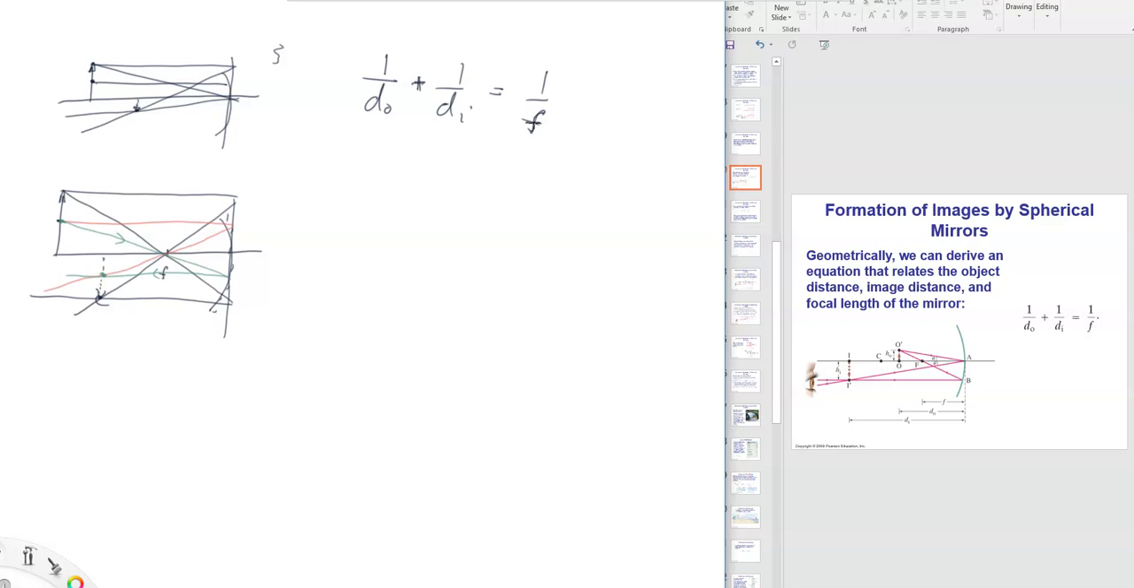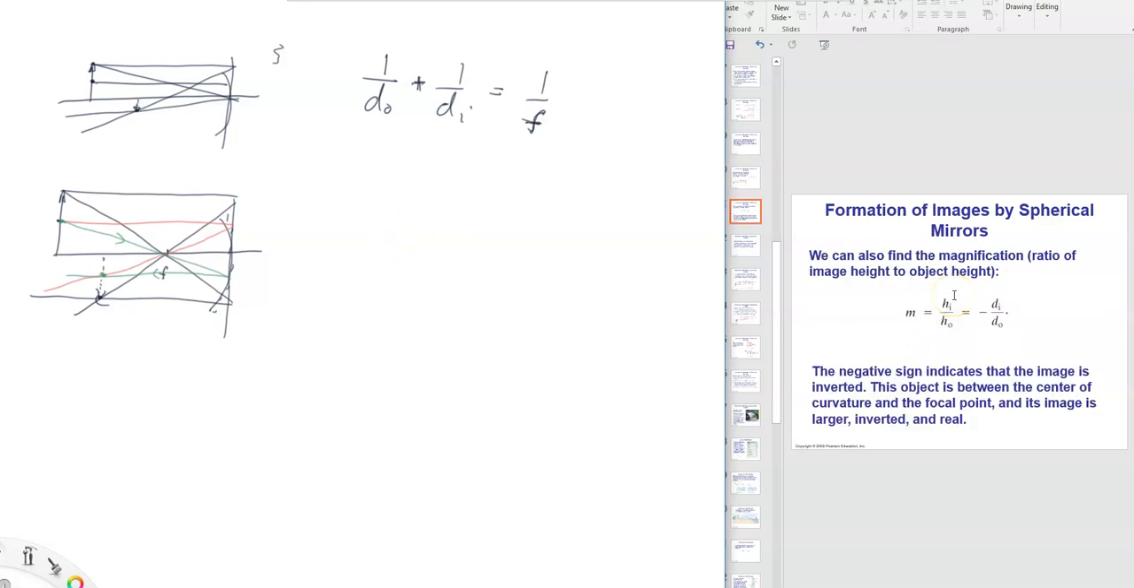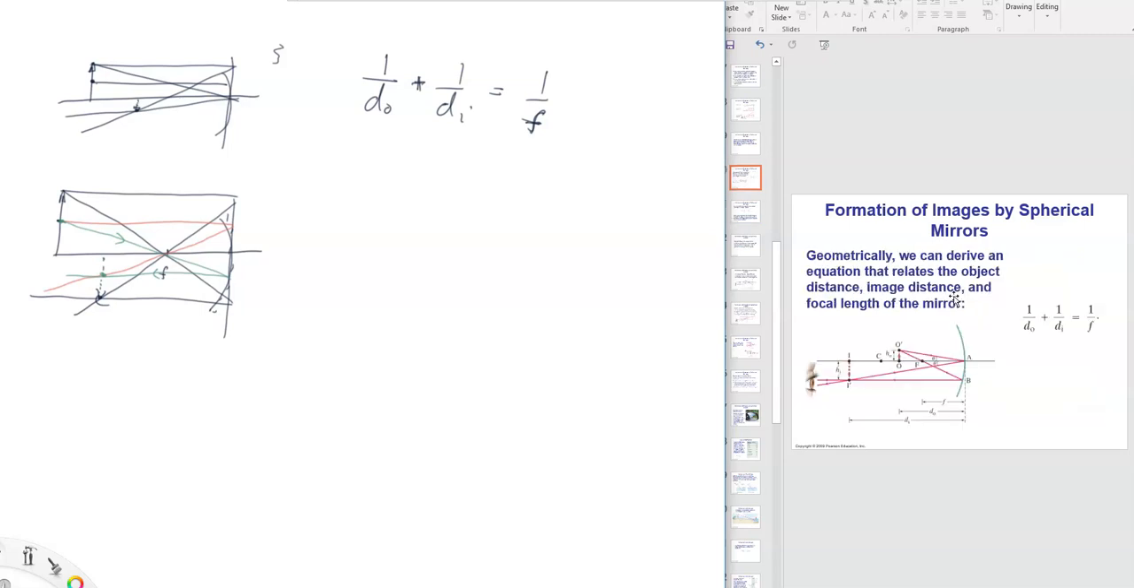Let's try an example. Let's say we have an object where dO is 10 centimeters. We're working on concave mirrors, so a concave mirror with f equal to, let's say, 4 centimeters. We want to find where the image is.